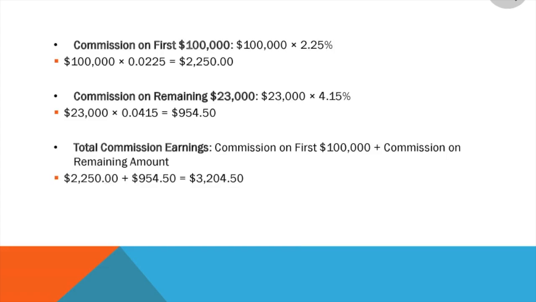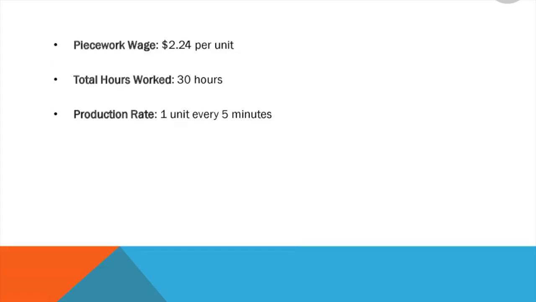The total commission earnings is commission on the first $100,000 plus the commission on the remaining amount, which is $2,250 plus $954.5, which equals $3,204.50. Now we will be looking at Gunnar's payroll calculation.